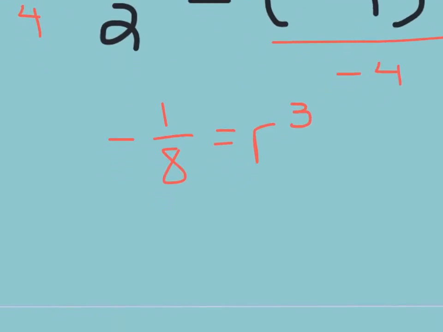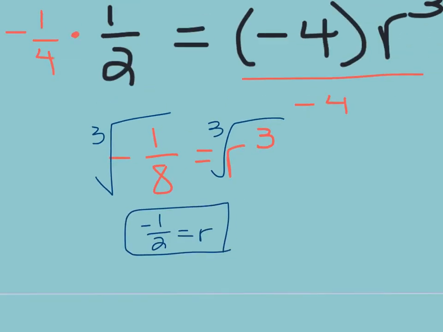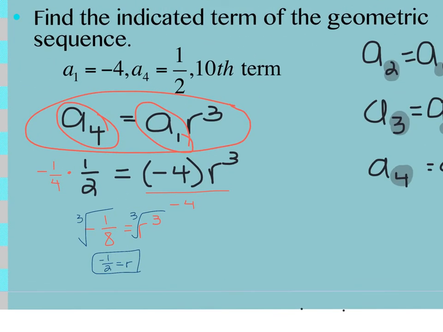How do I get rid of a third exponent? Cube root, right? I'm going to cube root both sides of this. So the cube root of r to the third, and the cube root of negative 1/8 is negative 1/2. Now I have r. So now if I want to go to the 10th term, a sub 10 would equal a sub 1 times r to the n minus 1. So a sub 10 would equal negative 4 times r, which is negative 1/2, to the 10 minus 1.